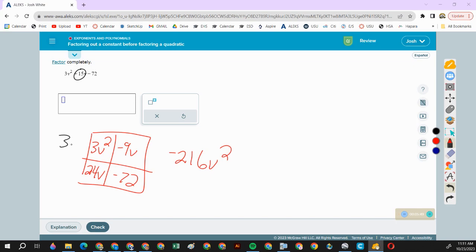So I pull out a 3 and a v, and I get v minus, not w, v minus 3. And then I pull out a v, and I get, why is there a w in there? Oh, boy, I am all over the place today.